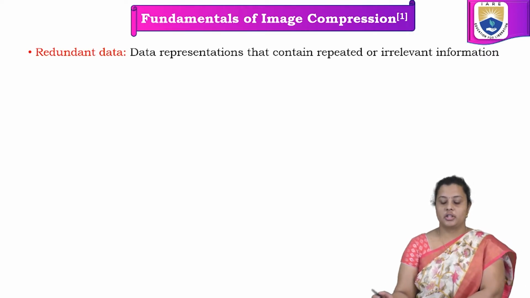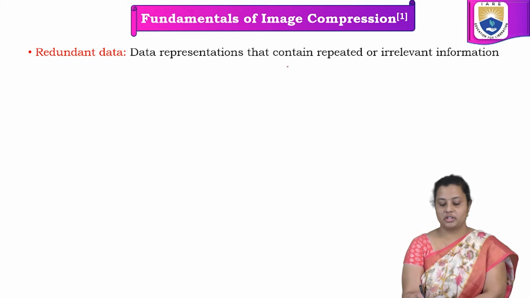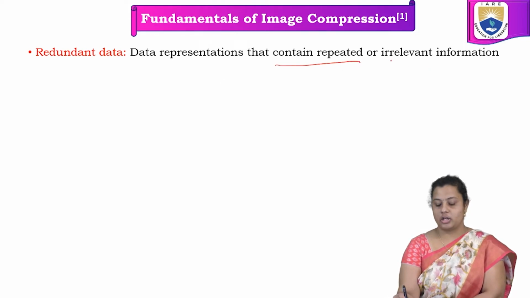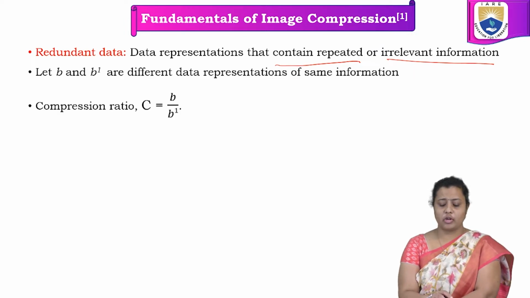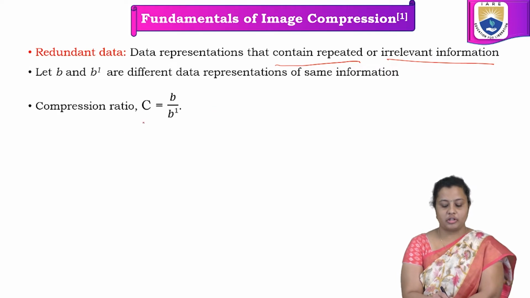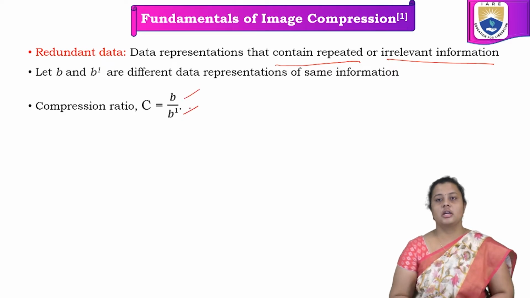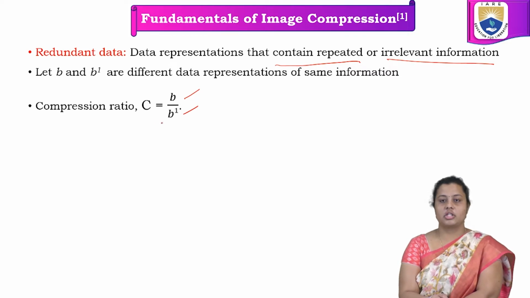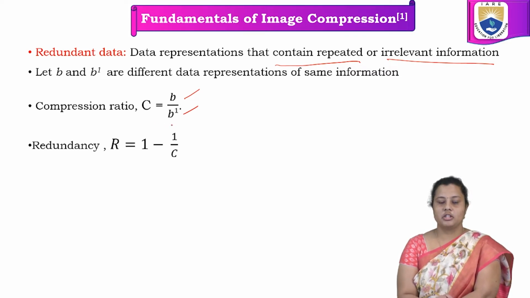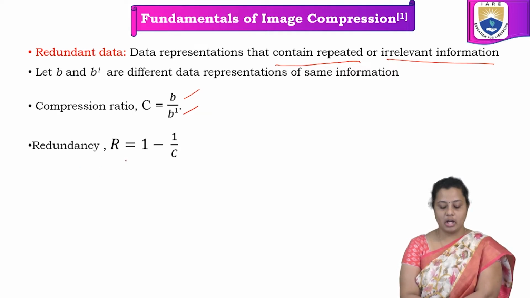the redundant data. That is, redundant data is data representation that contains repeated information or irrelevant information, right? Next we said what the compression ratio is. Compression ratio C = b / b', where b is the first representation and b' is the second, or the compressed representation that we are going to study. Next, the redundancy ratio is given by R = 1 - 1/C, right?